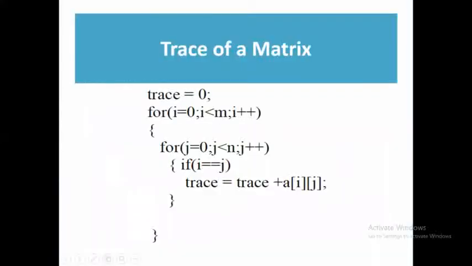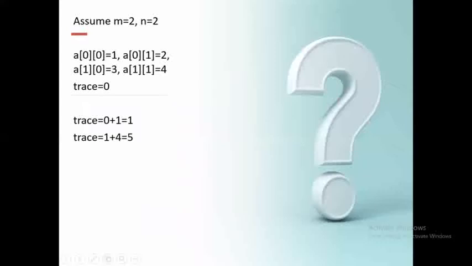Then another matrix operation, that is what? Trace of a matrix. Trace of a matrix is nothing but the sum of the diagonal elements, right? Here also you require only one matrix. Here also two rows. You assume m is the number of rows and n is the number of columns. Here I am initializing the matrix elements, that is the first matrix. Only one matrix is required. For that I am taking the variable a of 0 0, 0th row 0th column 1, 0th row first column 2, first row 0th column 3, first row first column 4.